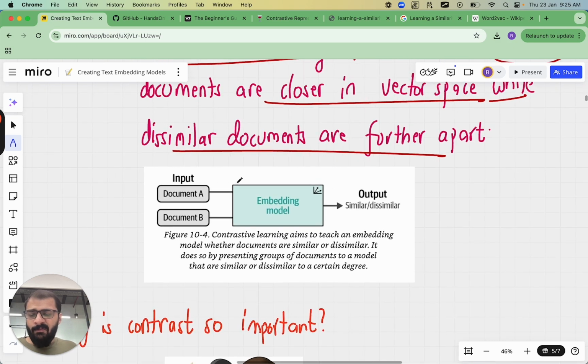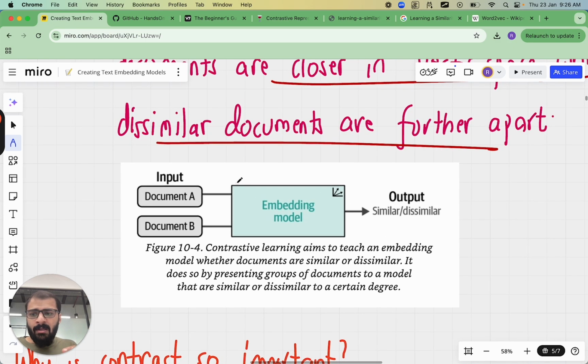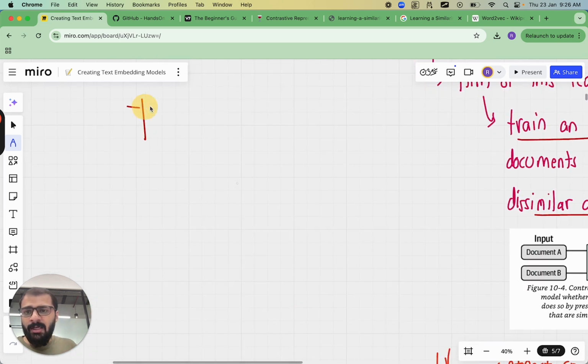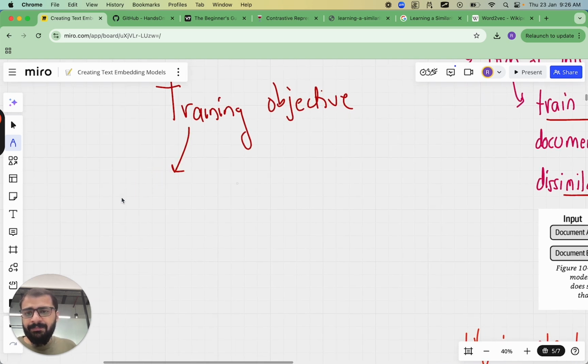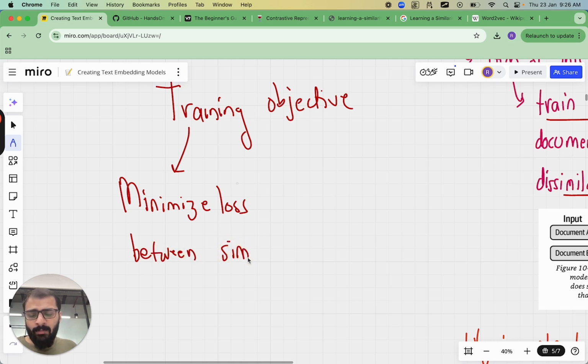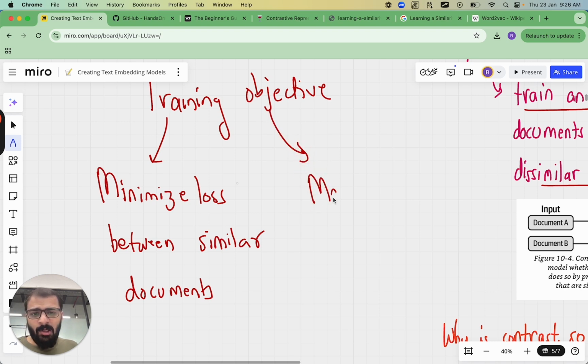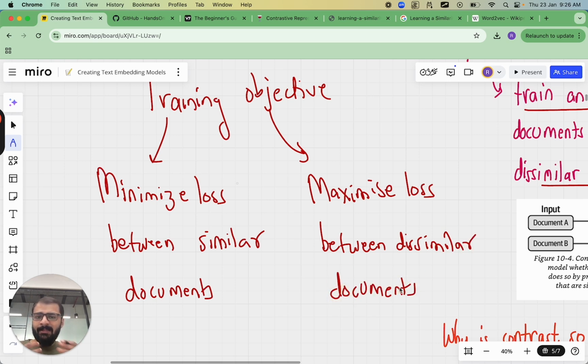And what's the training objective for the case of contrastive learning? It's two things. The first training objective is to minimize the loss between similar documents. And you might be thinking, that's it, right? If I do this, then I'll have a good embedding. But that's not usually the case. You also have to maximize the loss between dissimilar documents. And contrastive learning aims to do both of these two at the same time.